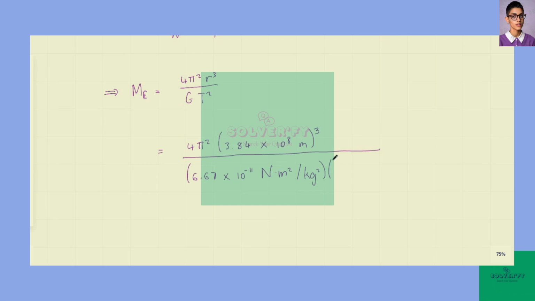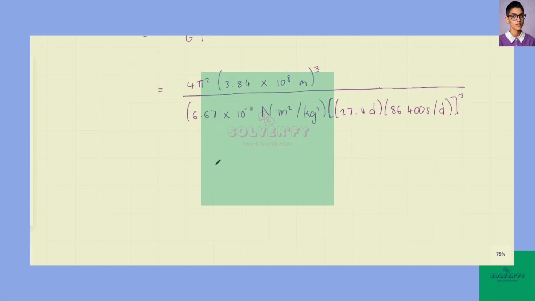multiplied by the period, and we know the period of the Moon is roughly 1 month, which is 27.4 days, and we'll convert the days into seconds to keep everything in SI units. And there are 86,400 seconds per day, and this period is all squared. And so now if we compute this value, we get an estimation for the mass of the Earth to be 5.98 times 10 to the power 24 kg.